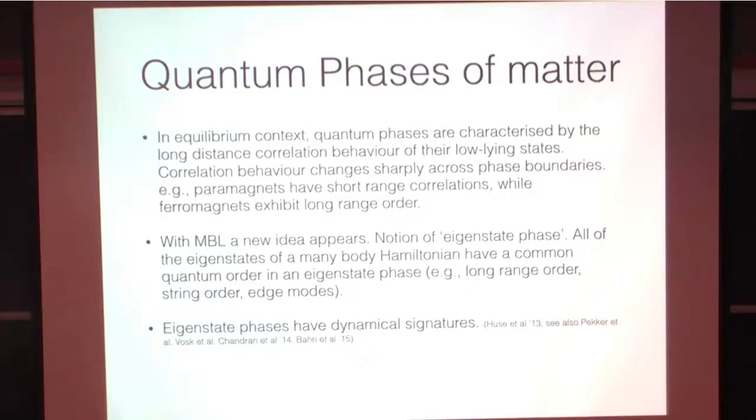But with many-body localization, we have a new idea, and that's the idea of an eigenstate phase. So within an eigenstate phase, all of the eigenstates of a many-body Hamiltonian have some quantum order in common, like long-range order or string order or edge modes. And across an eigenstate phase transition, we have a sharp change in these eigenstate properties.